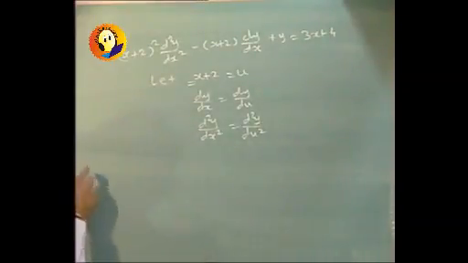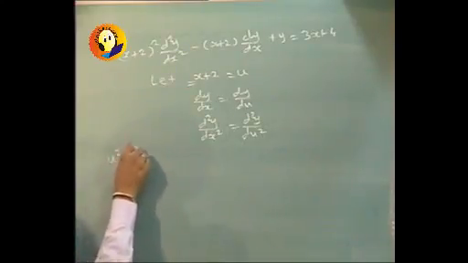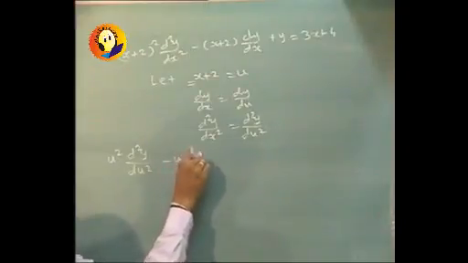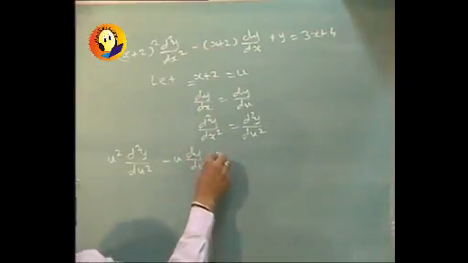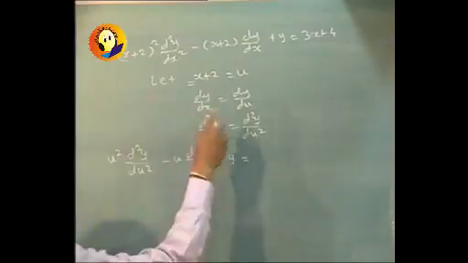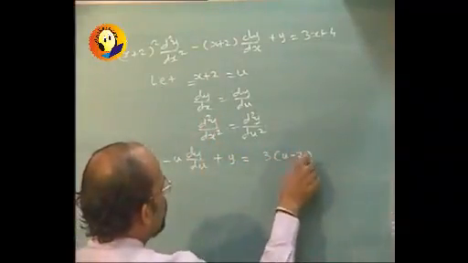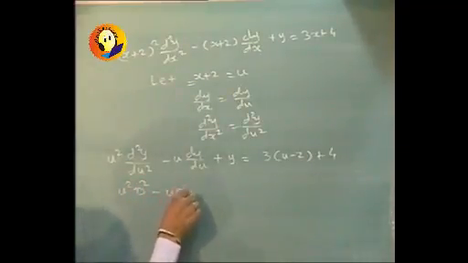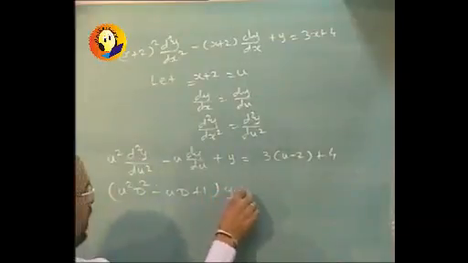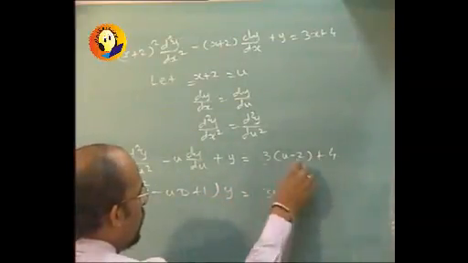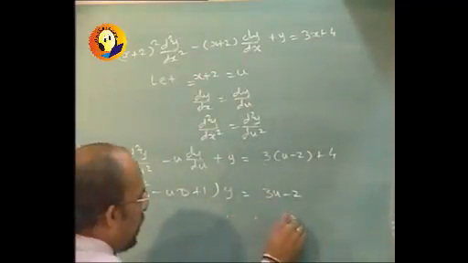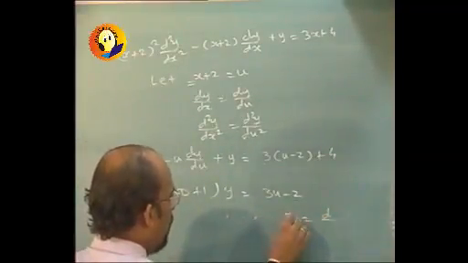And so as we substitute, this will turn out to be u square d2y by du square minus u dy by du plus y is equal to 3 into u minus 2 plus 4. As we write it in the capital D form, it will be u square D square minus uD plus 1 operating on y equal to 3u minus 2, this is minus 6 plus 4, where capital D is nothing but d by du.